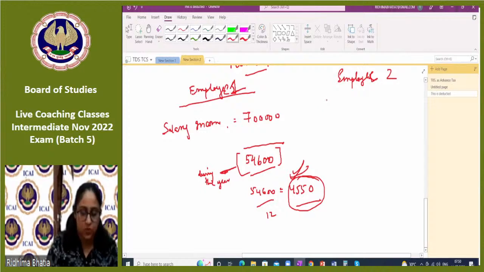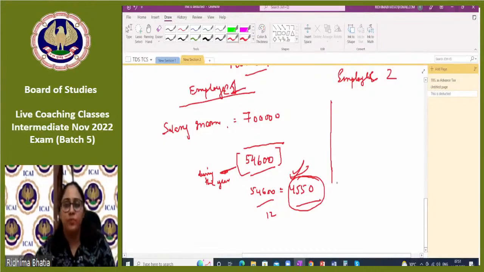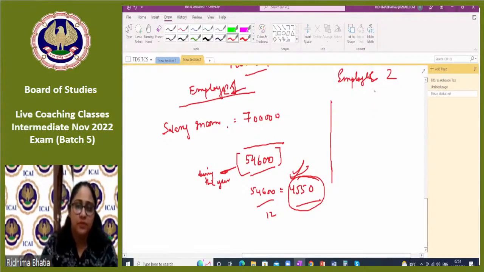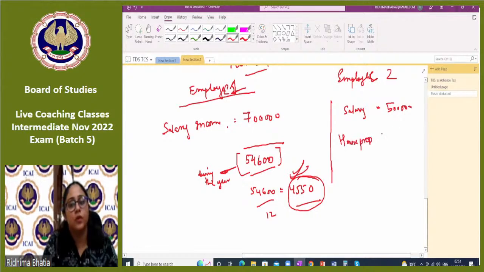Now, what did I say? That you have to prepare a mini computation. You are a deductor. For every person, you have to prepare a mini computation. Now, this person, employee 2, comes and he says, sir, you know my salary, it is 5 lakh. But sir, I have a house property income also. So I said, okay, tell me. He said, sir, house property income is 3 lakh. Okay, I considered it.